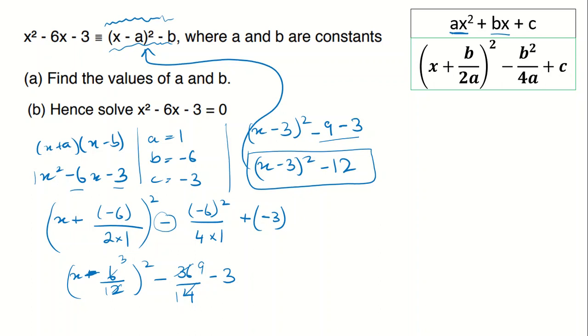Now, the question says find the values of a and b. So my a is here and my b is here. So I can say a is equal to 3, b is equal to 12.